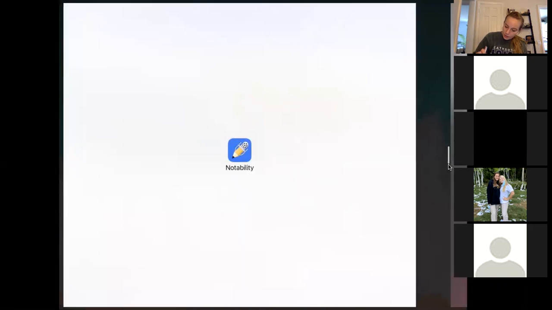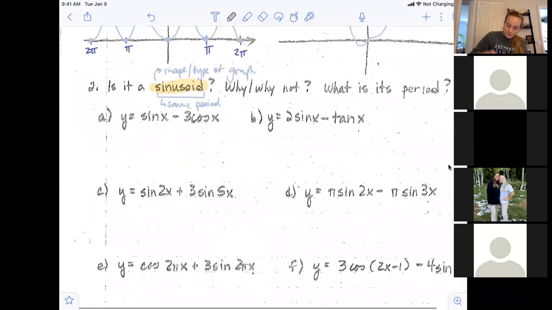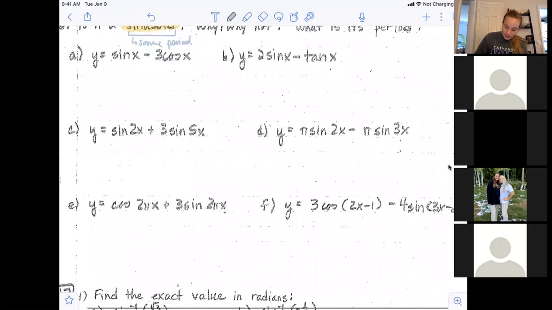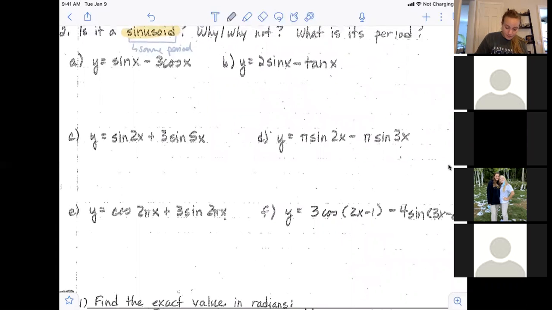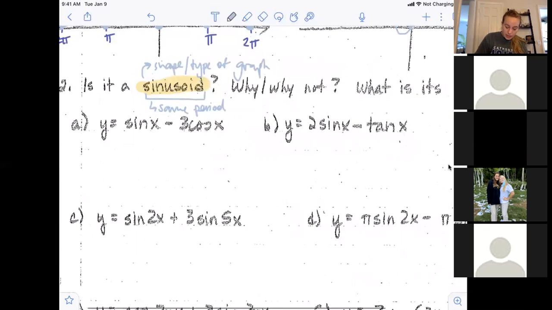So I don't need my calculator anymore. I'm going to get rid of him. And we're just going to go one at a time through these and decide sinusoid or no. So the first one, I've got sine of x and then 3 cosine x. I don't care about the plus. I don't care about the minus. And I truly don't care about the number in front.